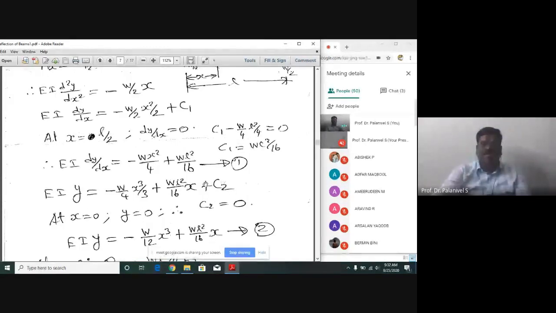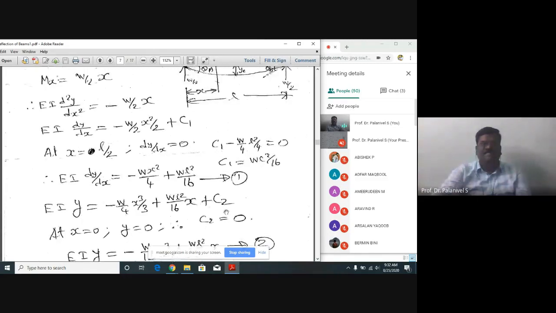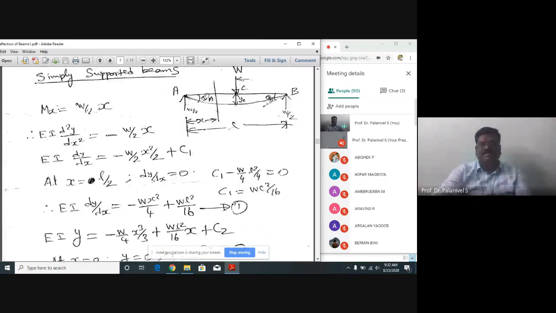You have to evaluate it by applying boundary conditions. What is the meaning of it? By applying known values at certain salient points, we know the value of deflection or slope. So at A we know that the deflection is 0. At support A, the deflection is 0, as well as at support B also, the deflection is 0. So I am applying what are called boundary conditions at A.